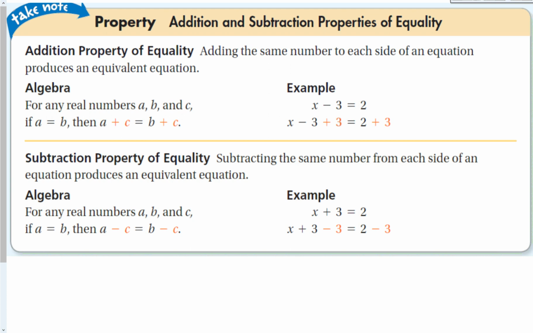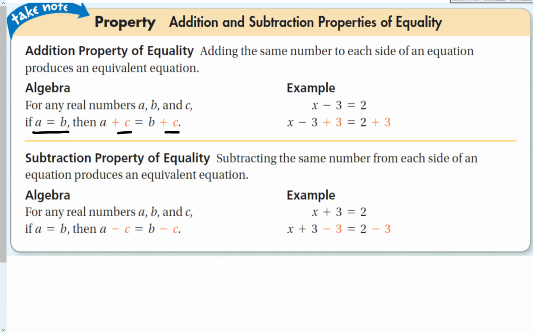So my addition property of equality says that adding the same number to each side of an equation produces an equivalent equation, which means if I start with a is equal to b, if I add c to one side, I have to add c to the other side. Okay, we're talking about both sides of the equal sign. As long as I do the same thing to both sides of an equation, I keep the equation balanced, right? That's algebra's golden rule. Whatever you do to one side, you must do to the other side.